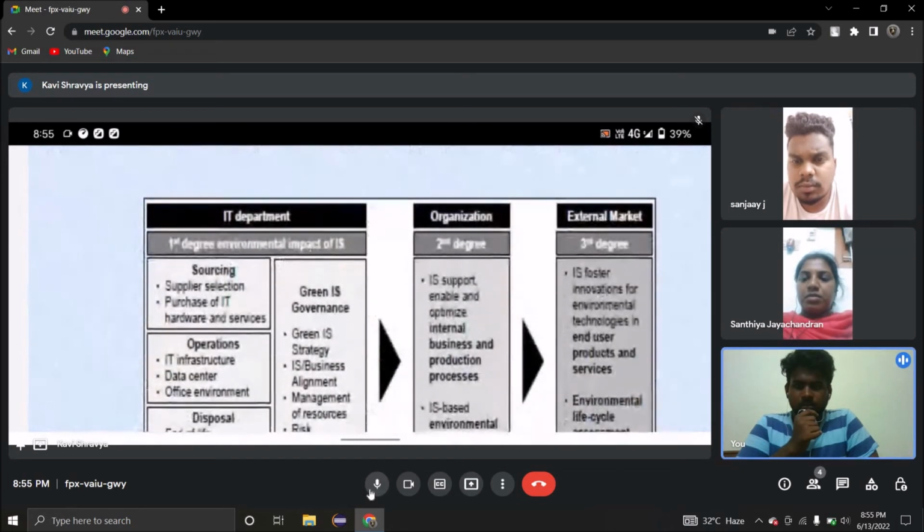These are the tables illustrating the IT department, organization and the external market. So that's all about it. Next one, Sanjay will proceed.